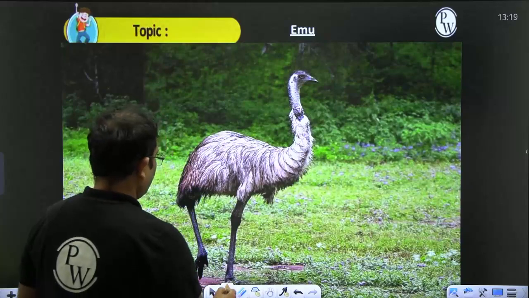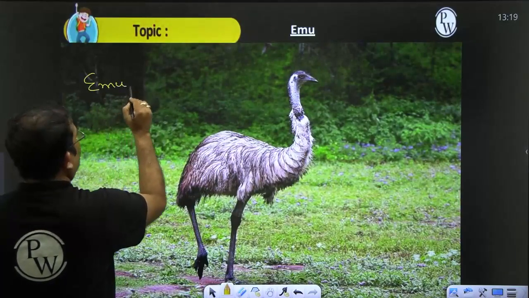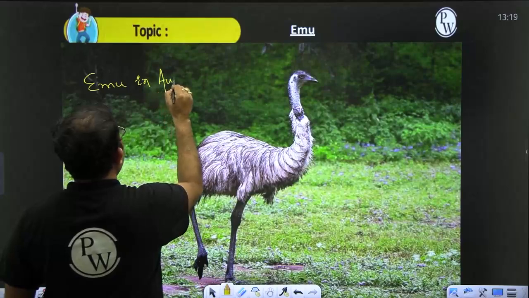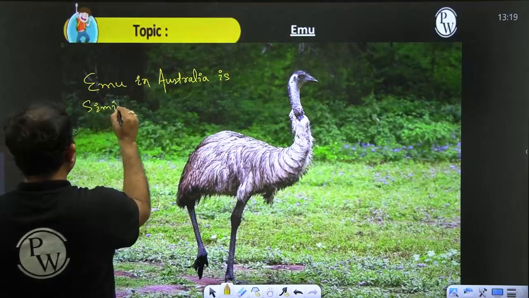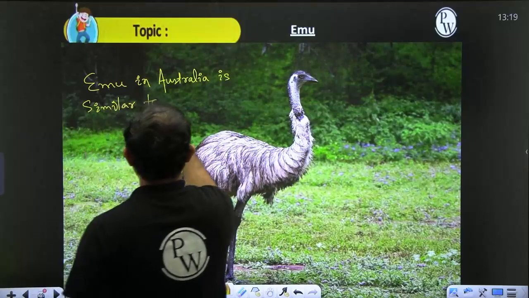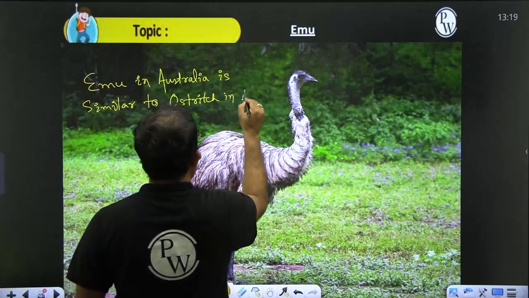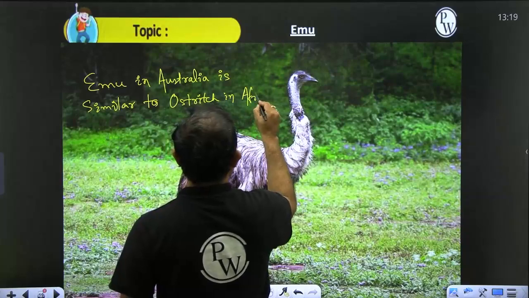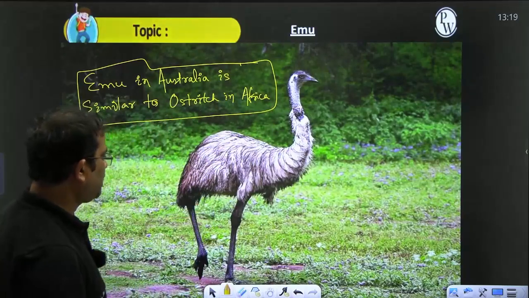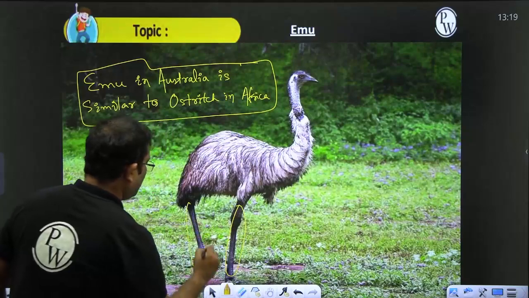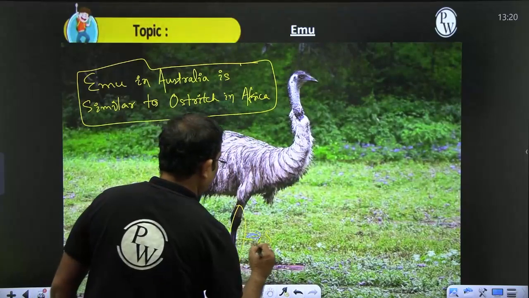If I say the difference, the emu in Australia is similar to the ostrich in Africa. The ostrich is a bird, it is the same. You can see they have very strong legs. The emu has very strong legs.